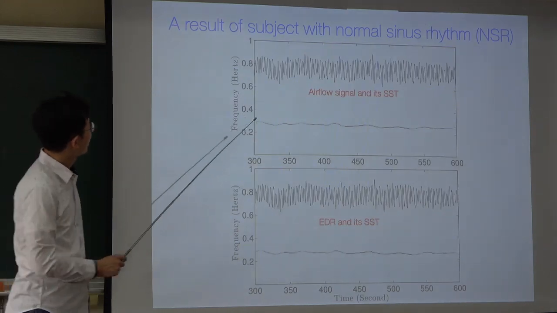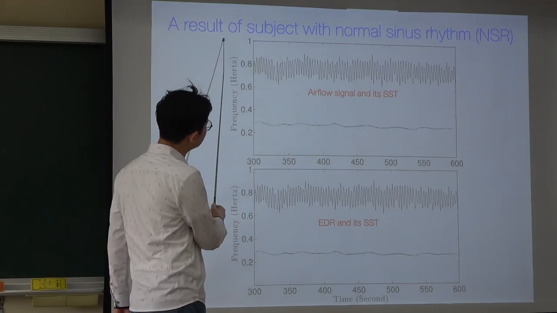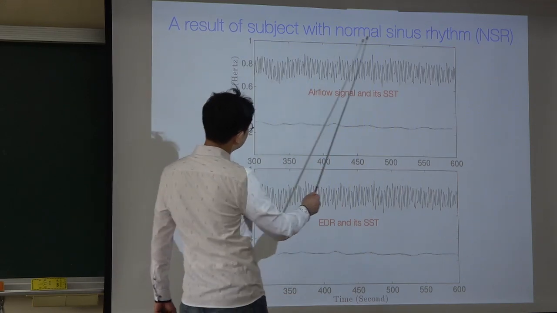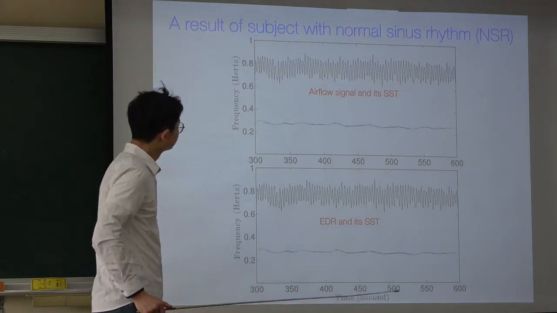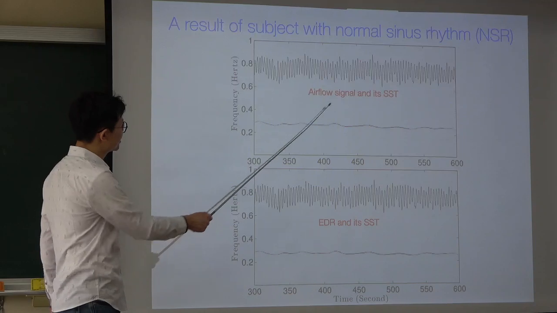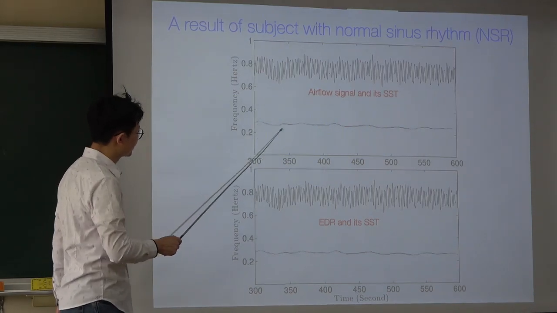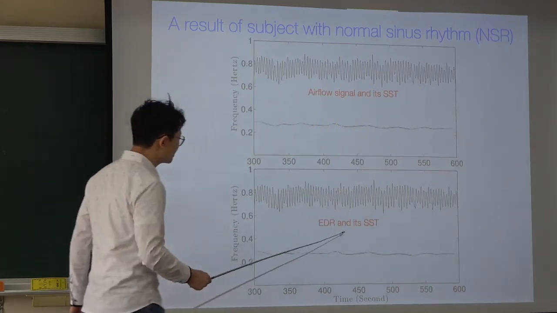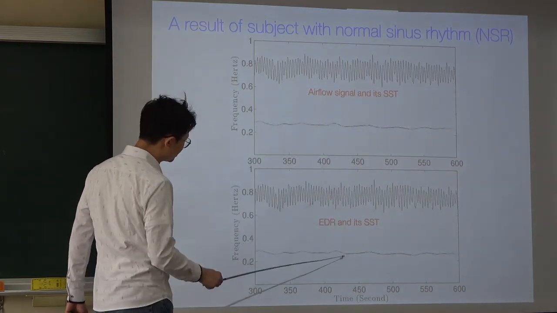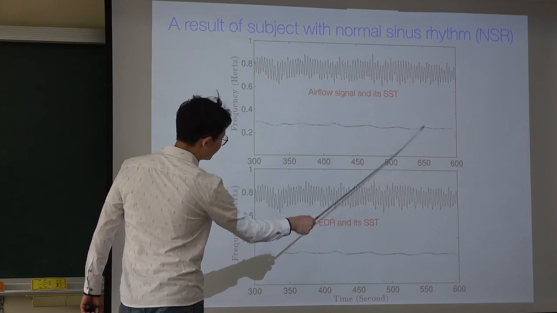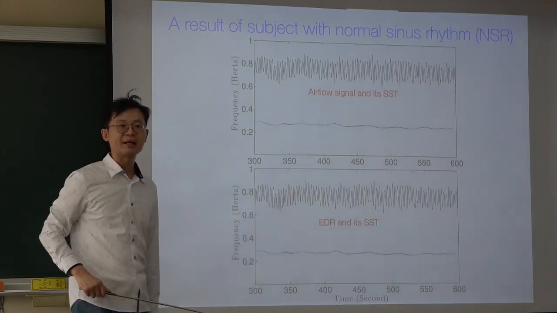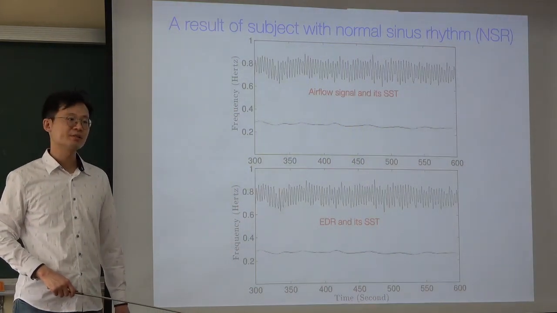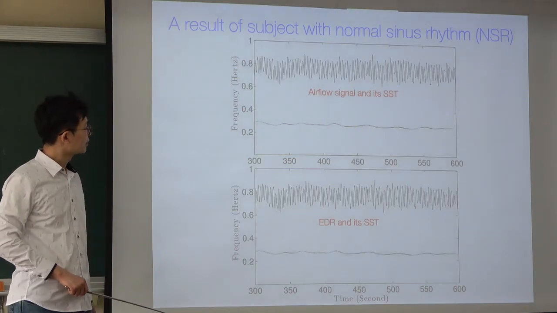And now let's take a look at the synchrosqueezing transform of a subject with normal sinus rhythm. So this is airflow, and this is its synchrosqueezing. You can see there is a curve, which is the instantaneous respiratory rate. And this is the EDR, and this its synchrosqueezing. You can see these two follow very well. So you can visualize the dynamics and get the instantaneous respiratory rate.